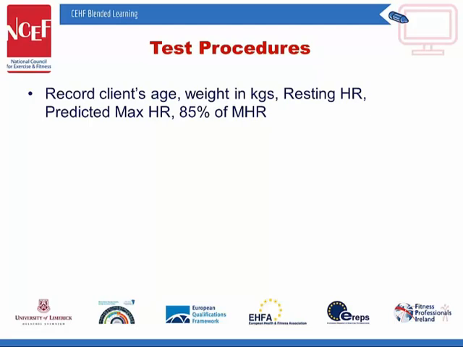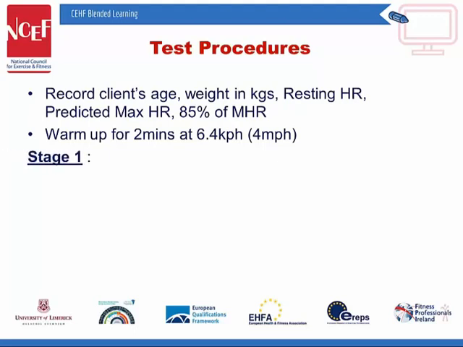So we're going to subtract the client's age from 220 and multiply by 0.85 to get 85% of the maximum heart rate. And the reason we're getting 85% of maximum heart rate is that we're going to monitor the client's heart rate throughout, and we're not going to allow the client to go over 85% of their maximum heart rate. If they do, we're going to stop the test. Warm up the client for 2 minutes at 6.4 kilometers per hour. Then we can start the test.